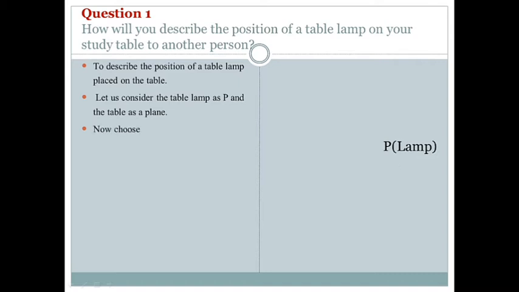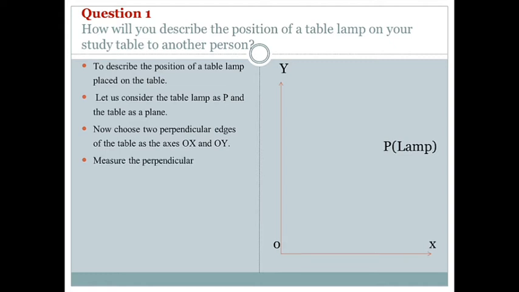Next, now choose two perpendicular edges of the table as the axes OX and OY. So we will choose the two edges of the table. These are the two edges, and we will give them the names OX and OY.